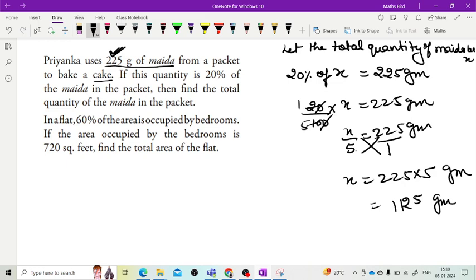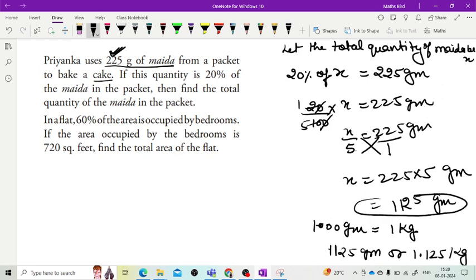Okay, so 1125 gram, or we know that 1000 gram equal to 1 kilogram. That means 1125 gram or 1.125 kilogram. Both answers are correct. Fine.